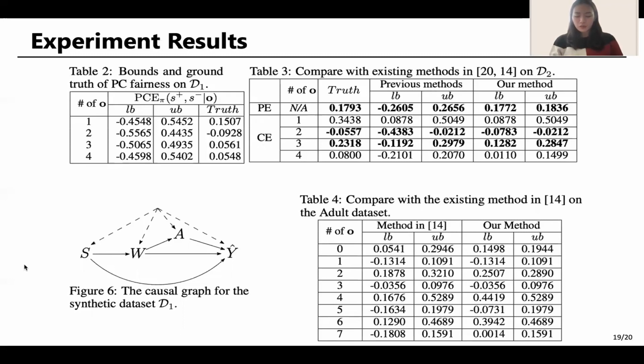The first column in table 2 indicates the indices of O's value combinations. The true value of PCE falls into the range of our bounds for all value combinations of O, which validates the proposed method. Table 3 shows that the proposed method achieves much tighter bounds than the previous method, which can be used to examine fairness more accurately.